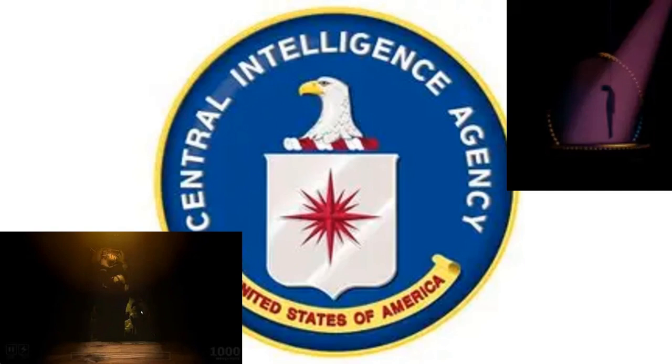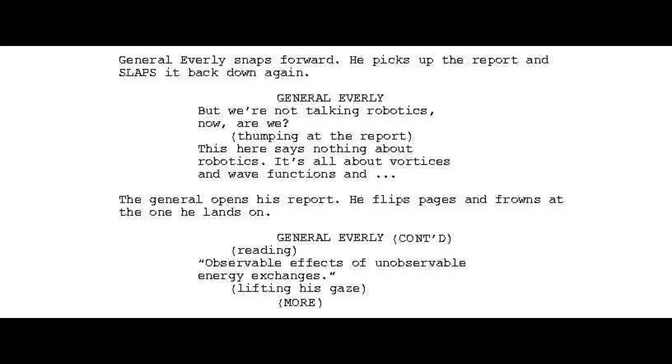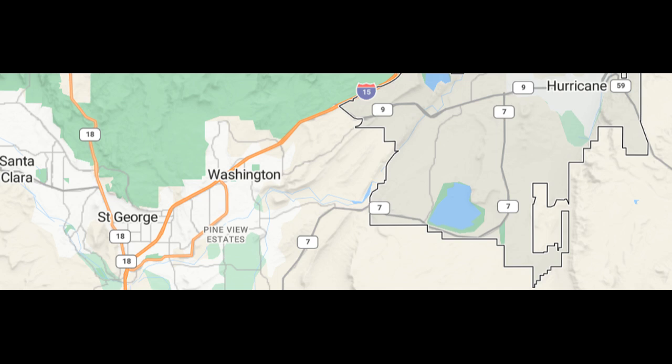Now we can go and look at the potential FNAF 2 movie scripts, and there's one that's actually about the military, where they explain that they're in bed with Freddy Fazbear Entertainment, that it's more than just an entertainment business, and the general acknowledges that. He also makes notions to things in physics, such as the observer effect. And then he talks about the energy vortex, and there's one called the Bowl right outside of Hurricane, Utah, which is the setting for The Silver Eyes.